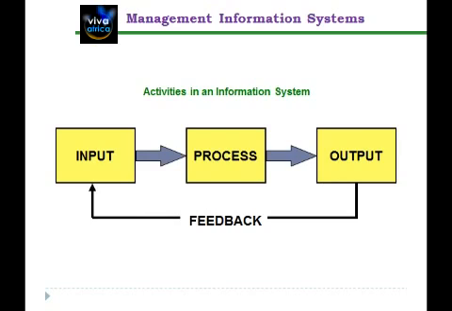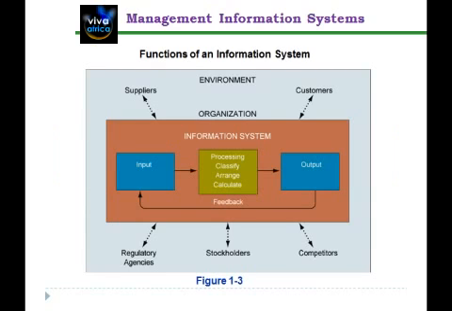Good. So, functions of an information system. An information system exists in an environment, and in the context in which it exists, it may interrelate with other organizational elements. Within the organization, it may interrelate with employees. Outside the organization, it may interrelate with stockholders, competitors, customers, suppliers, and regulatory agencies.